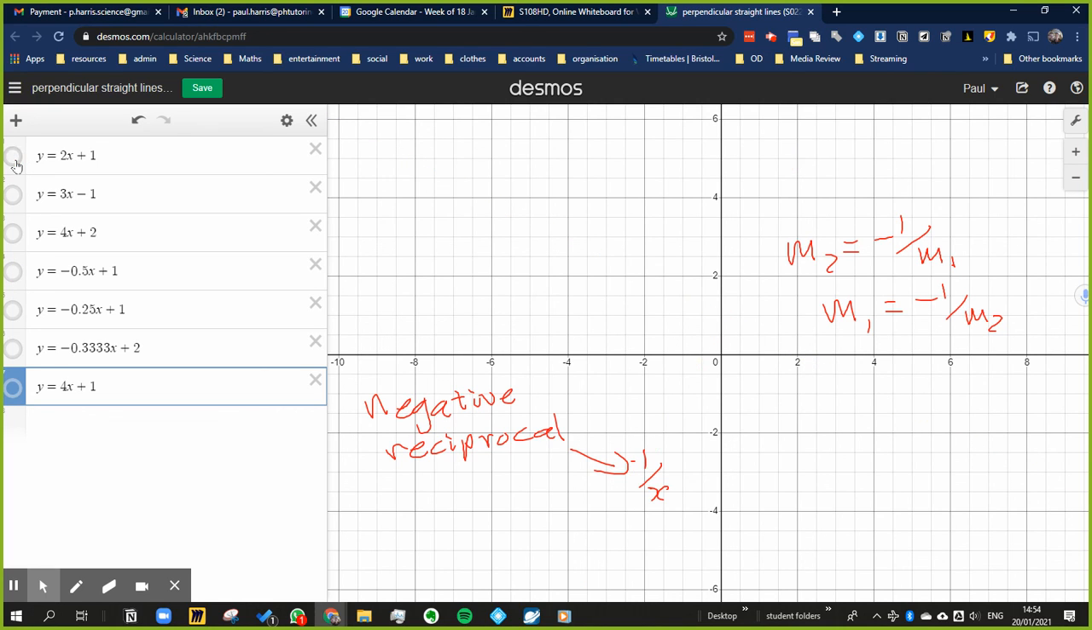Okay. So that's how to know whether or not the lines are going to be perpendicular. In fact, parallel and perpendicular lines are down to the gradients. Okay. Right.